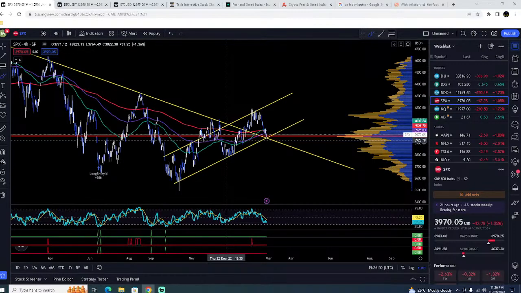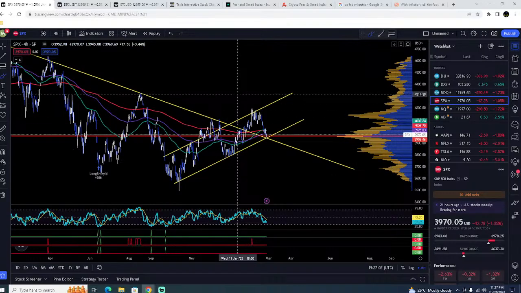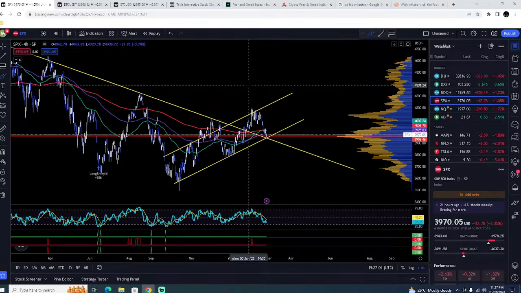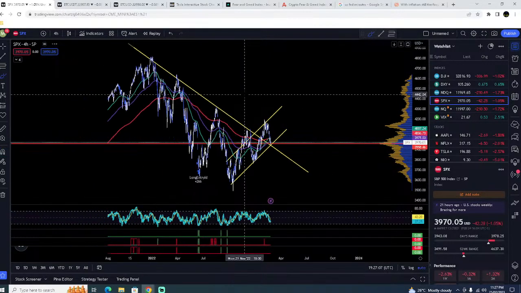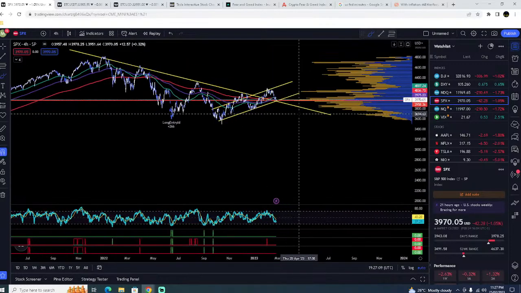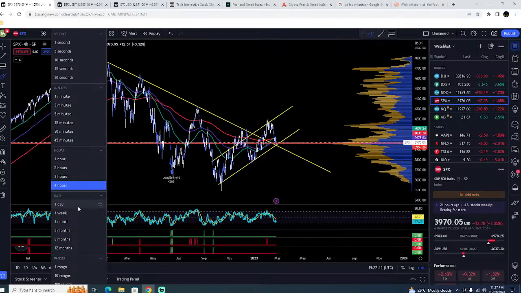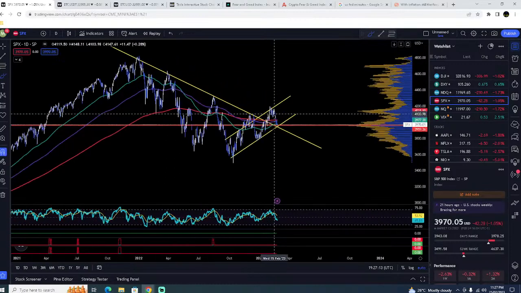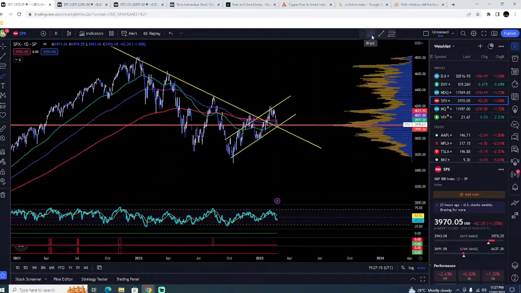A few interesting patterns that we are seeing form on the Nasdaq itself, the S&P 500, SPY, all those things. So, first thing, of course, S&P 500 is what I want to show you all. This is the 4 hour chart. Let's go to the daily chart because this is a bit of a long term thing that is happening.